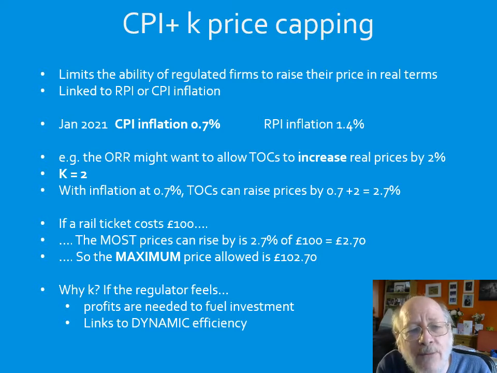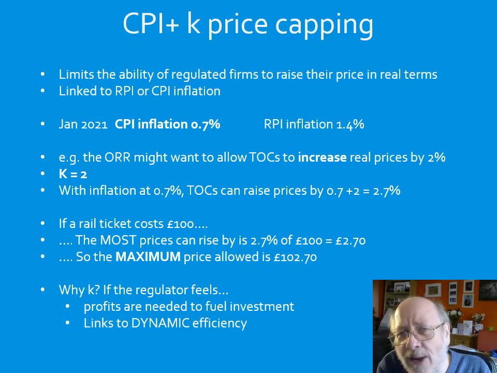So if CPI inflation is 0.7%, then the maximum that firms are allowed to raise their price by is 0.7 plus 2, or 2.7%. So again, if a rail ticket costs £100, the maximum they can raise their prices by is £2.70. So the maximum price would then be £102.70.